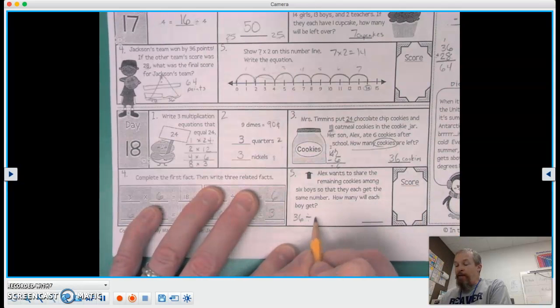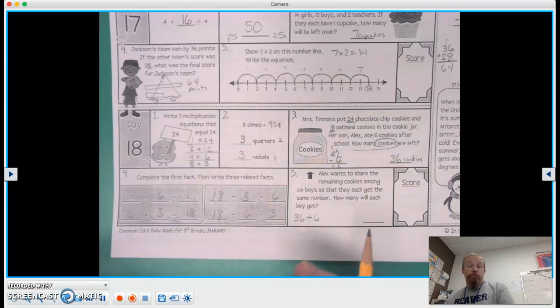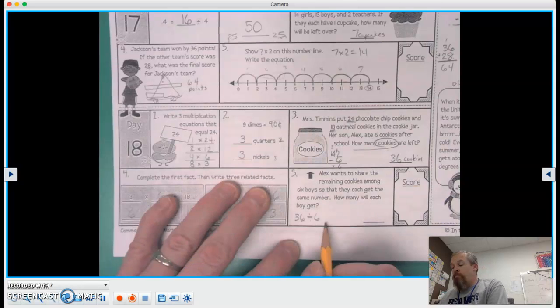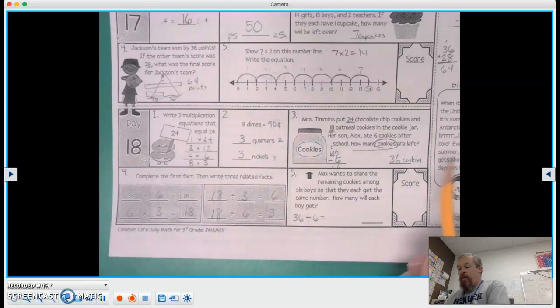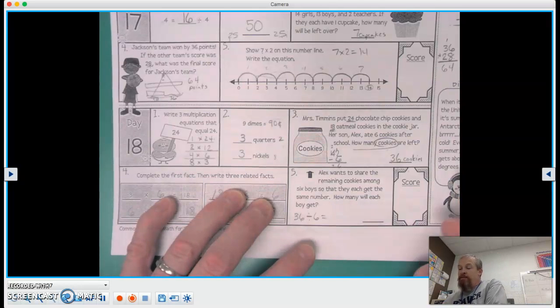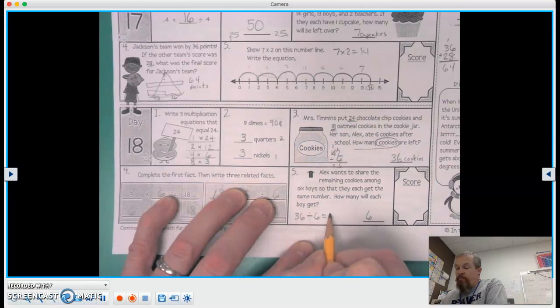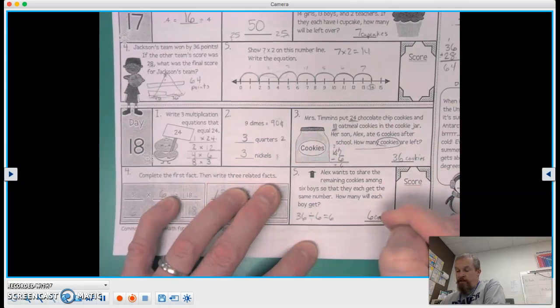We're going to divide that into 6 equal groups, or 6 boys, right? So what times 6 equals 36? Or 36 divided by 6 equals what? Whether you use the multiplication chart, maybe you have a little rhyme for 6 times equals 36. You may have your own ways of getting it, but the answer is, how many will each boy get? 6. 6 cookies each.